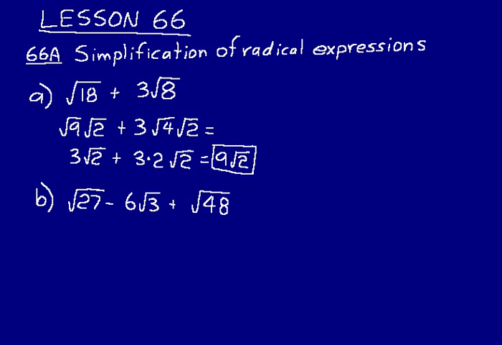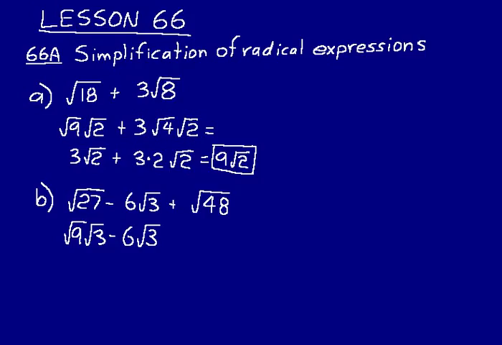Look at practice problem B. First we see that we can simplify some of those radical expressions. So let's look at the square root of 27. Think about a factor of 27 that we know the square root of, and that would be 9, because 9 times 3 is 27. And so let's break this up into the square root of 9 times the square root of 3 minus 6 times the square root of 3. We really can't do anything with that 3 because it's just a prime number.